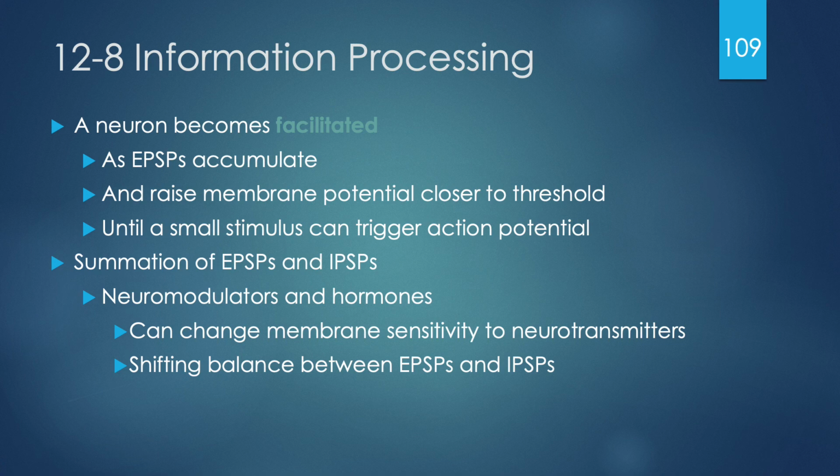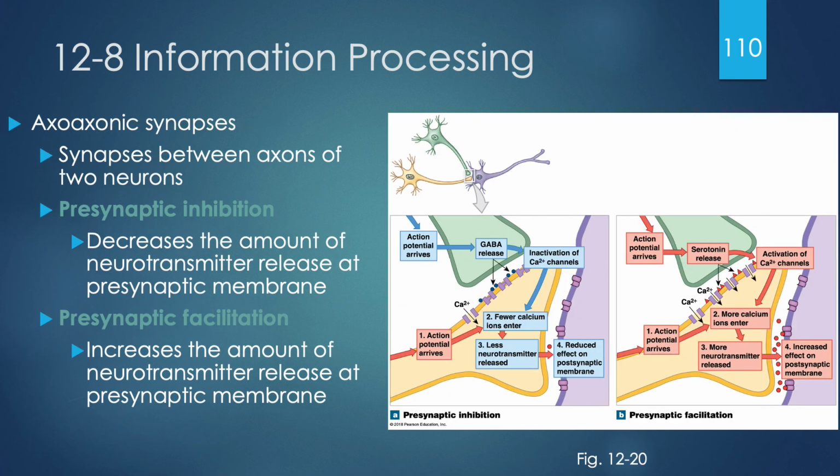So the neuron in this case is considered facilitated because it's getting closer to actually having an action potential. And so finally, neuromodulators and hormones can change the membrane sensitivity to the neurotransmitters as well. So this shifts the balance between the excitatory and inhibitory postsynaptic potentials. Up until this point, we've discussed the relationship between presynaptic neurons, the synapse between them, and the postsynaptic neuron as if it's a perfectly linear A to B to C type relationship.